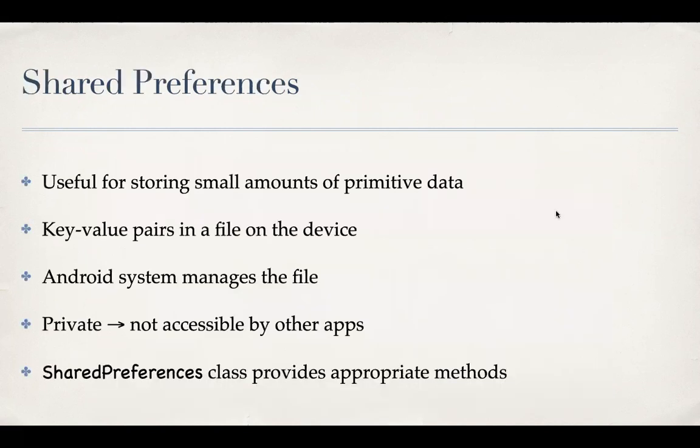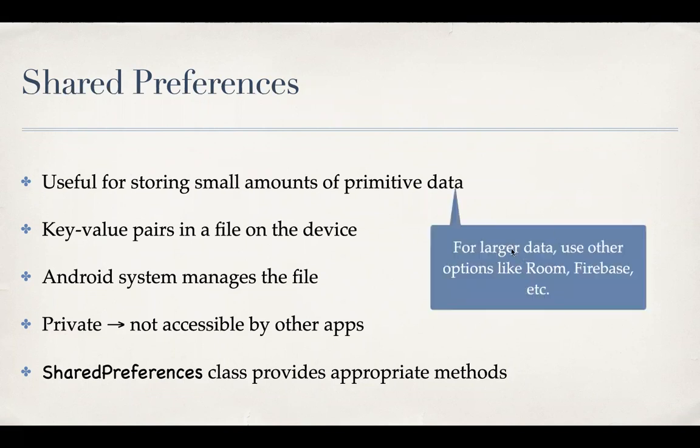So shared preferences. As I discussed on the previous slide, they are useful for storing small primitive data like a bundle. They are key value pairs. And the OS manages the file for you. You don't have to do anything except calling an API call. And it is private, so it's not accessible by other apps. The shared preferences class gives you appropriate methods, and we'll see how in a minute. So once again, for larger data, use other options like Room, Firebase, etc.